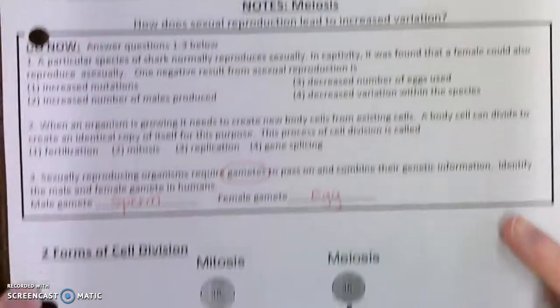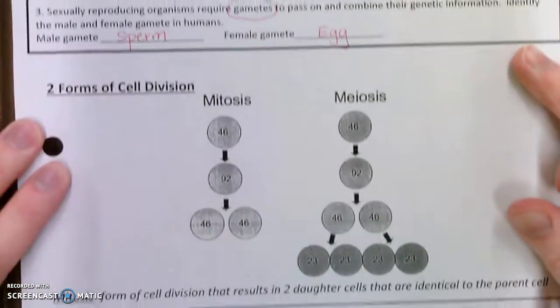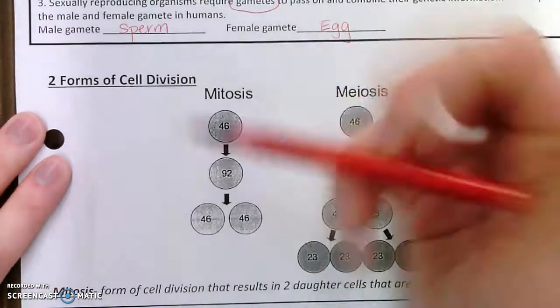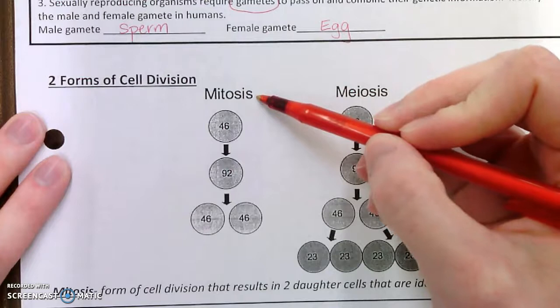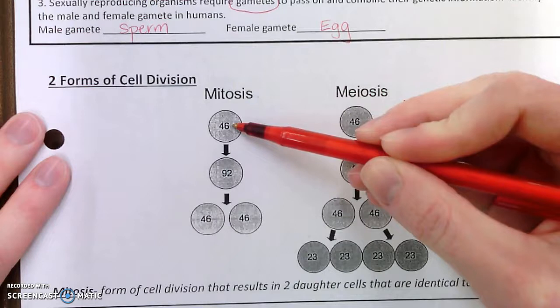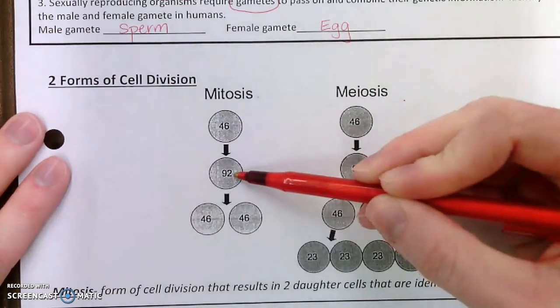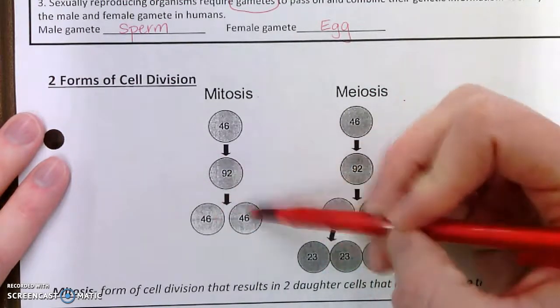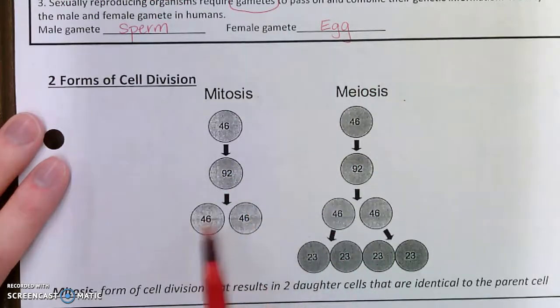So, now we need to talk about the 2 forms of cell division. We have already covered mitosis. Okay? Remember, we've got interphase, prophase, metaphase, anaphase, and telophase. In humans, we start with 46 chromosomes. During interphase, those chromosomes replicate or make a copy. And then during the rest of mitosis, this cell will split into 2, the chromosomes get pulled apart, and a complete set of chromosomes are in each of the 2 daughter cells. These daughter cells are identical to this parent cell.